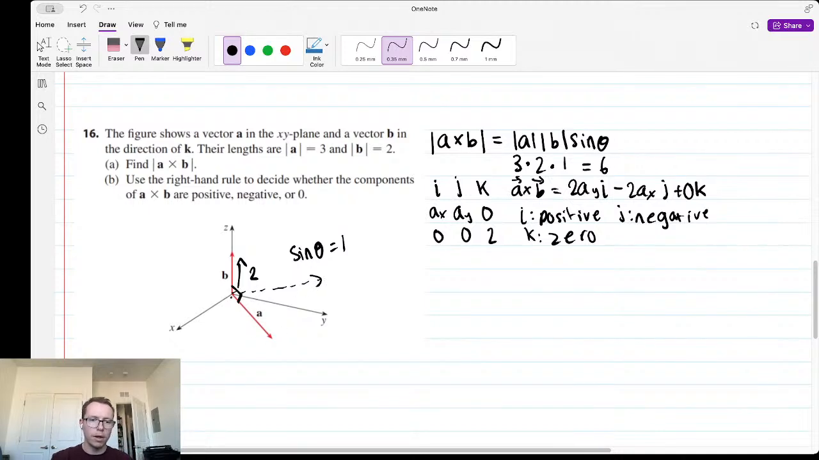Because we'd have a positive, well, no, that would be a negative X. Not if we go this way, though. So positive X, negative Y, and 0. So that's where we're going to leave it.